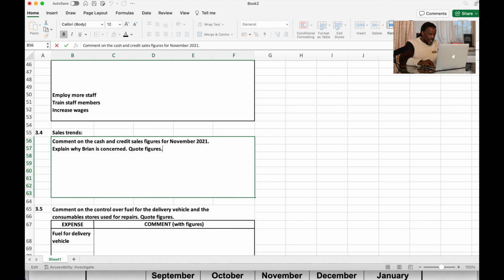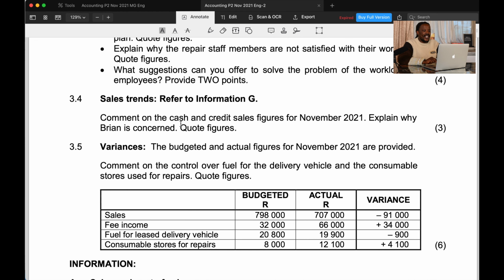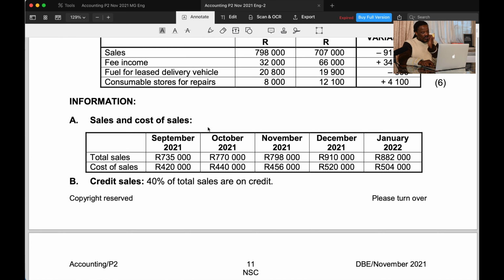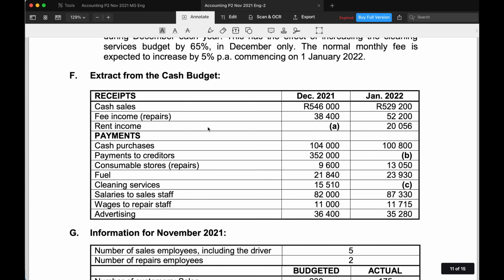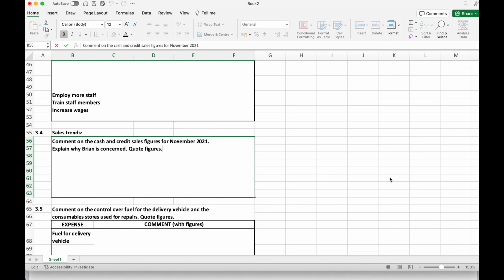Now we move to 3.4. Sales trends. Comment on the cash and credit sales figures for November 2021. Explain why Brian is concerned. Quote figures. Refer to information G again. Comment on the cash and credit sales. Let's refer to information G and comment on cash and credit sales. Cash sales. Oh my gosh. Budgeted. Actual. Simple. Quote figures.